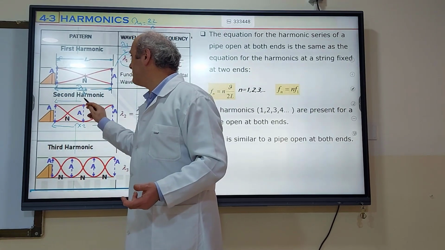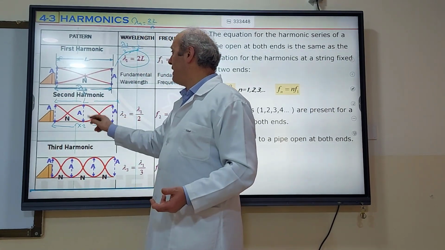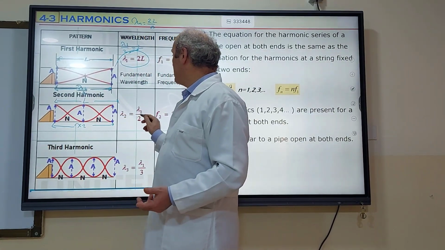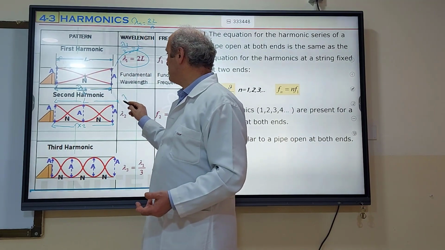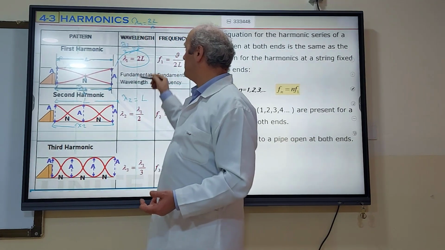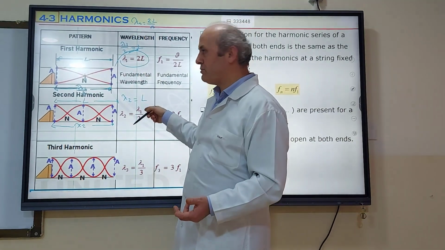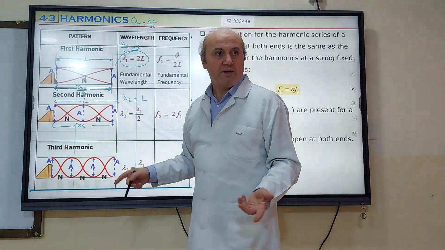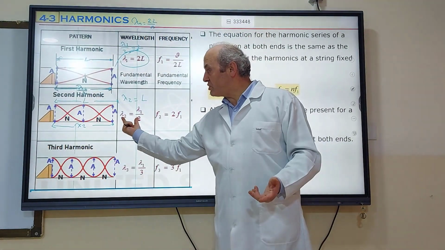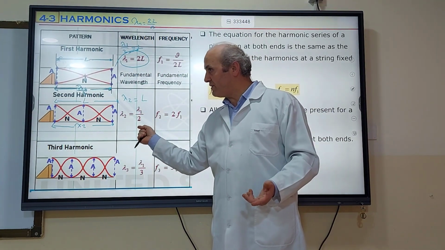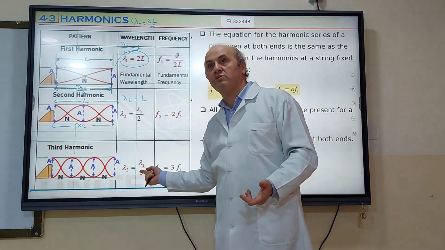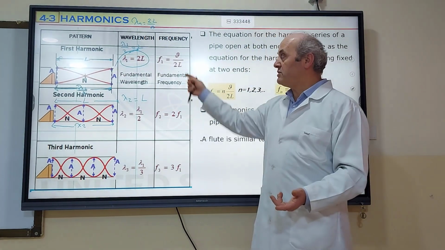Length of the pipe is equal to what? Length of the pipe is equal to 2 lambda. Let's do it. Lambda 2 is equal to L. So what happened? Divided by 2 again. So half again. The second harmonic's wavelength is going to be lambda 1 over 2. So third harmonic again, lambda 1 over 3. Fundamental frequency is V over 2L.